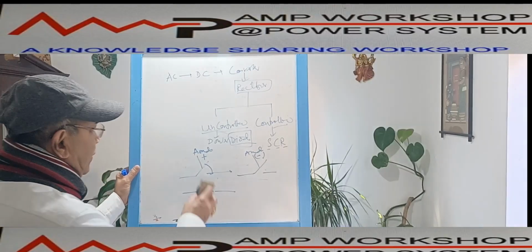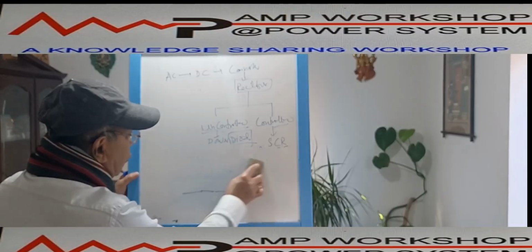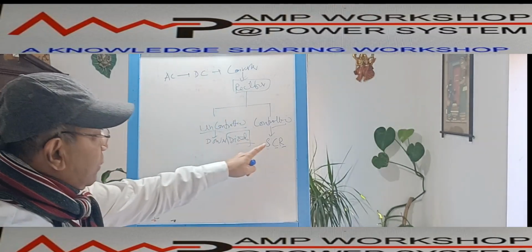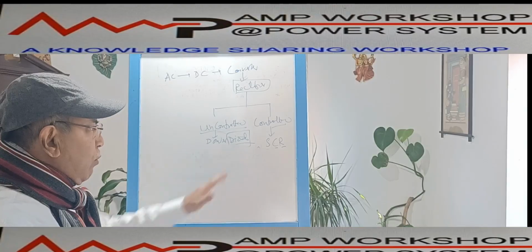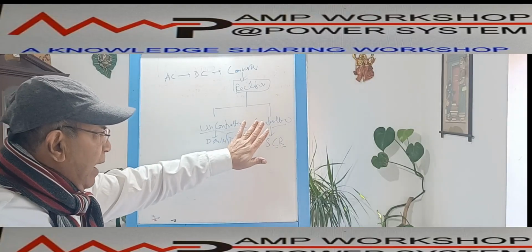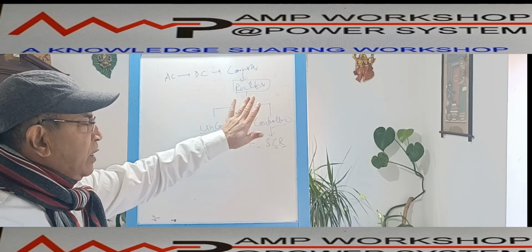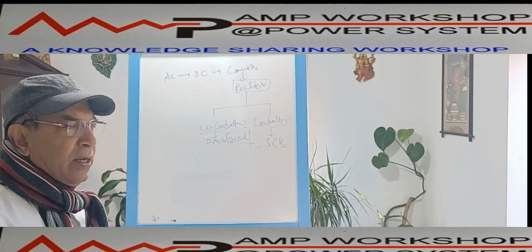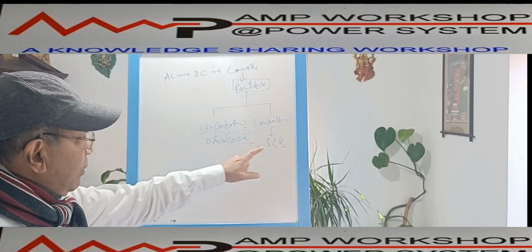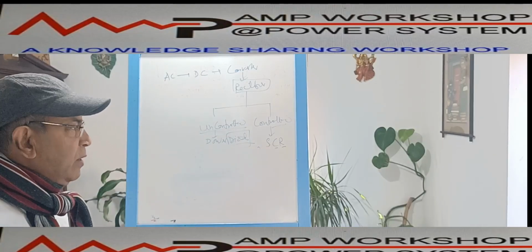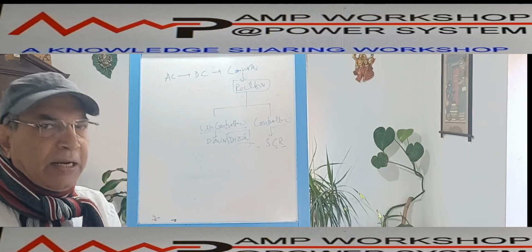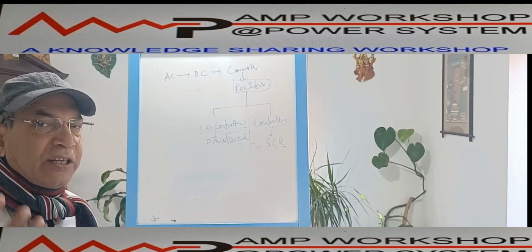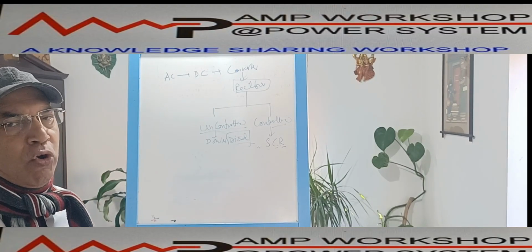And the other device we are talking about, by which we can control the rectifier, is called the SCR, silicon control rectifier. The silicon control rectifier is also like a diode, but it has another feature. What is that feature? It has another terminal. That terminal we call the gate terminal.